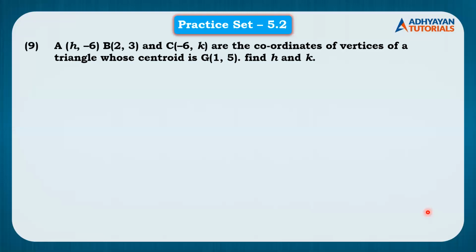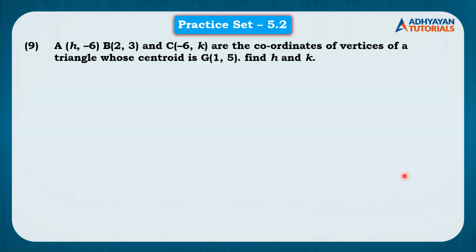So this is the sum in front of us. Practice set 5.2, sum number 9. Now let us see what is given to us. A (h, -6). Now what do you mean by h? h is an unknown coordinate. The value of h we don't know, we have to find it out.